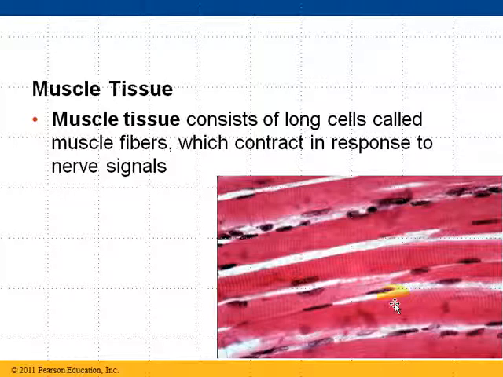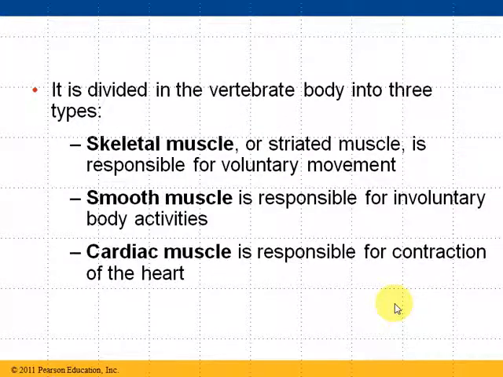It's divided into three basic types of muscle, which you've studied long ago. Skeletal muscle, or striated muscle, is responsible for voluntary movement. So when you play basketball, you move your arms and legs around in the proper way. You're primarily using skeletal muscle.